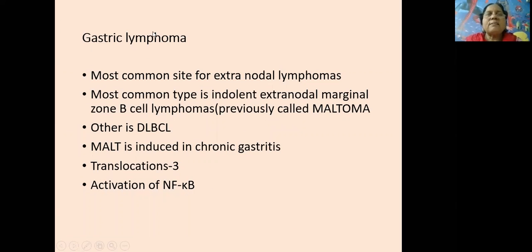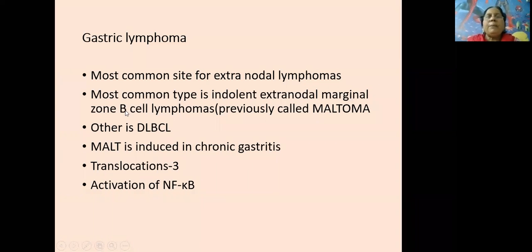Next is gastric lymphoma. So lymphomas usually occur in the lymph nodes. There are some extranodal lymphomas also can happen, and stomach is the most common site. So what is the most common type? Indolent. Indolent means it is not responding to therapy, not progressing, not aggressive also. Indolent, extranodal. It is not in the lymph node outside. It is in the stomach.